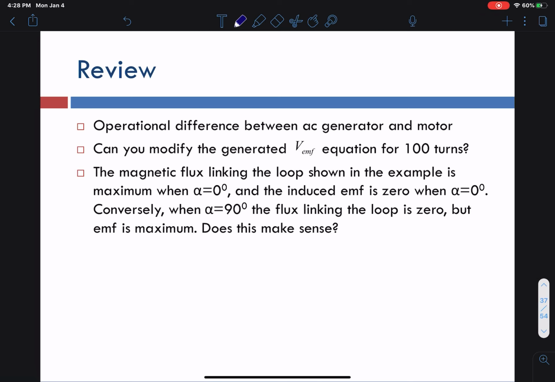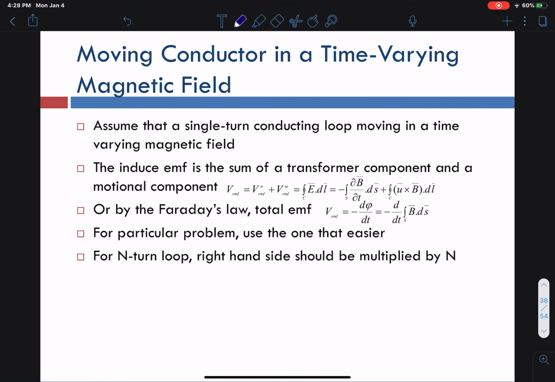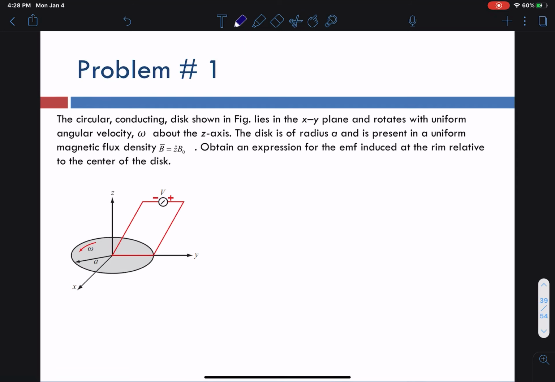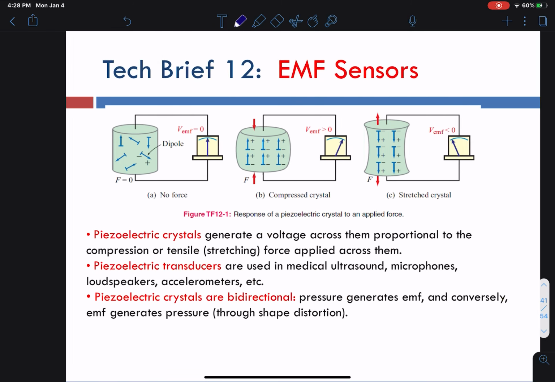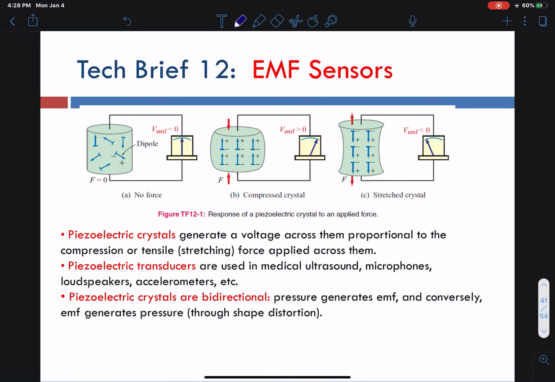We're going to talk about this in the class. And also we're going to talk about this in the class. If you have both motional and transformer EMF, you basically add them together. This is the motional part here, this is the transformer part here. You add them together to find the total EMF, all right? We're going to do this problem in the class, and we're going to talk about this tech brief in the class too.